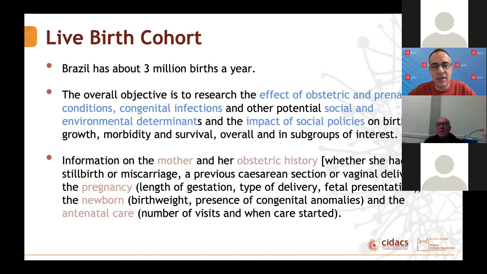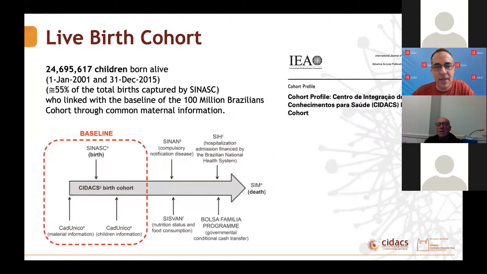And we look into some different characteristics from the mother and from the delivery as well, and the newborn and antenatal care and the obstetric history. So we have data coming from all these dimensions into this database, okay? So so far we have around 24 million children, and this is up to 2015, and this accounts for around half of the total births captured by the live birth systems. And these are children linked with the 100 million cohort, so we are able to cross information with the mothers and the families and all the social protection programs that the mother or the family is exposed to as well.